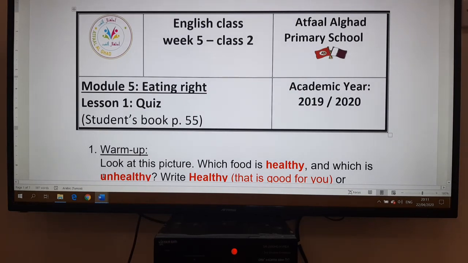Now let's move to the second session. So here we will go to module 5, eating right. And lesson 1 is a quiz that you will find in your student's book, page 55.